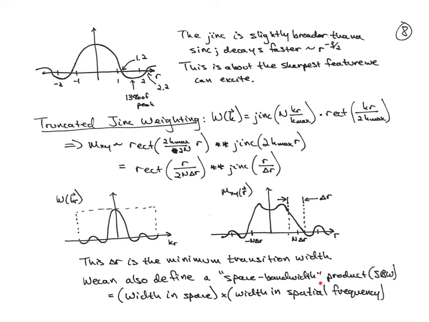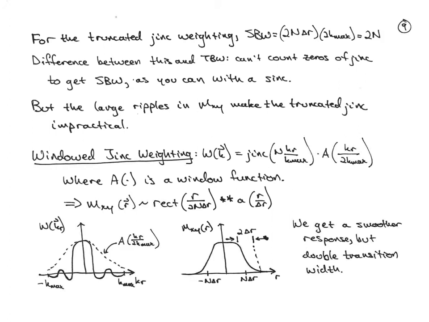We can also define a space bandwidth product, just like we have the time bandwidth product for one-dimensional slice-selective pulses, which is equal to the width in the spatial domain times the width in the spatial frequency domain. So this is again a normalized, unitless metric representing the selectivity of the pulse. For the truncated jinc weighting, the space bandwidth is 2 delta r times 2 k max, which is equal to 2 times capital N, the number of turns that we have in the trajectory. The difference between this and time bandwidth is that you can't count the zeros of the jinc to get the space bandwidth product as you can with a sinc, because it doesn't cross exactly at the right locations. But the large ripples in Mxy make the truncated jinc impractical anyways.